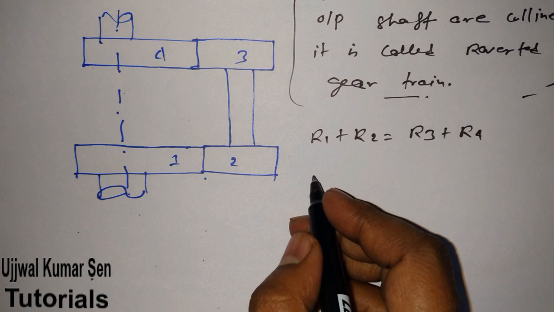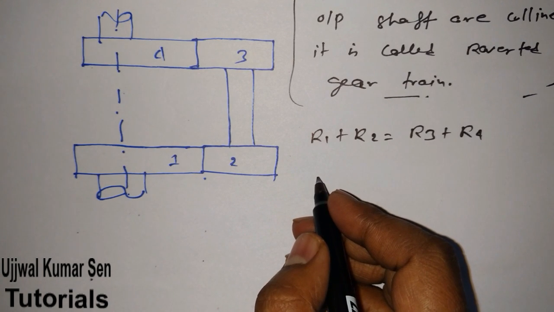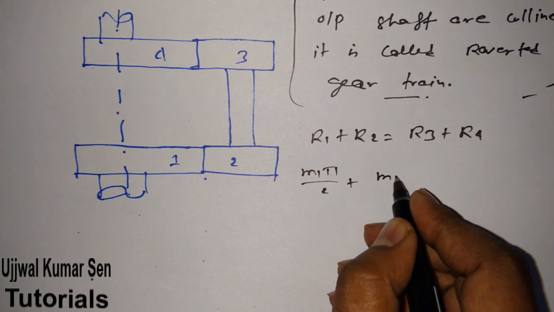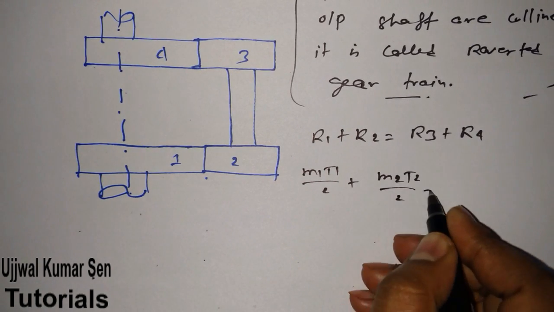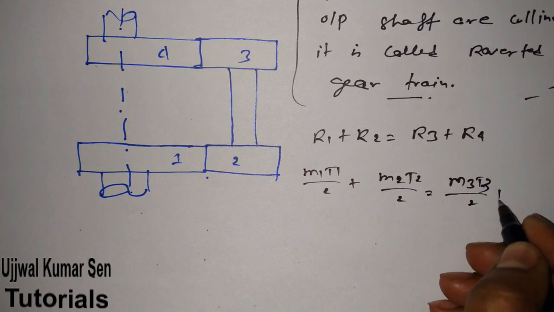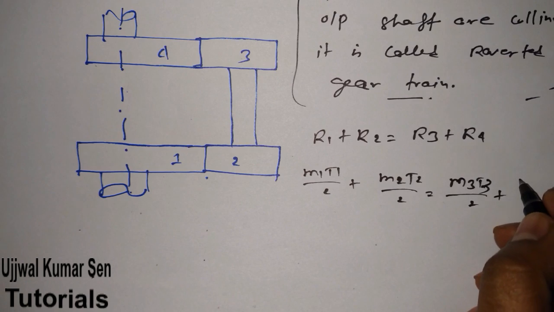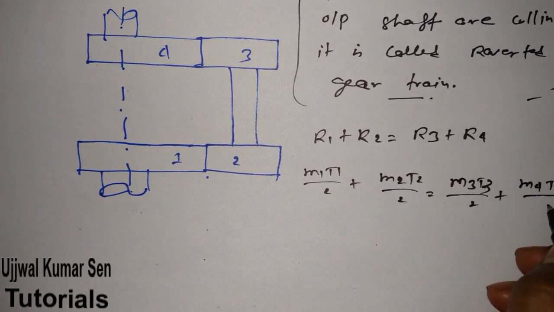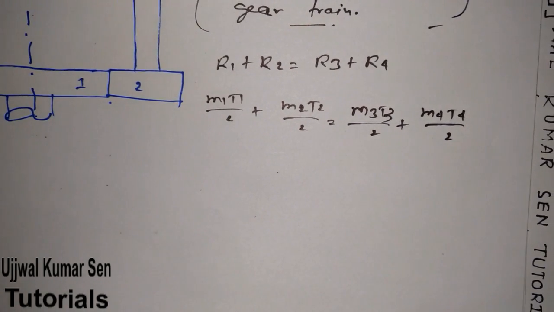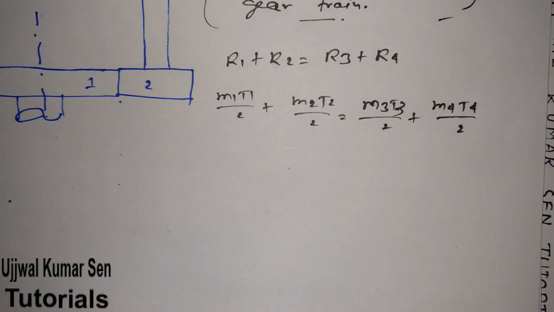We can write this equation as m1 t1 by 2 plus m2 t2 by 2 is equal to m3 t3 by 2 plus m4 t4 by 2. Okay, this is the equation we can write.